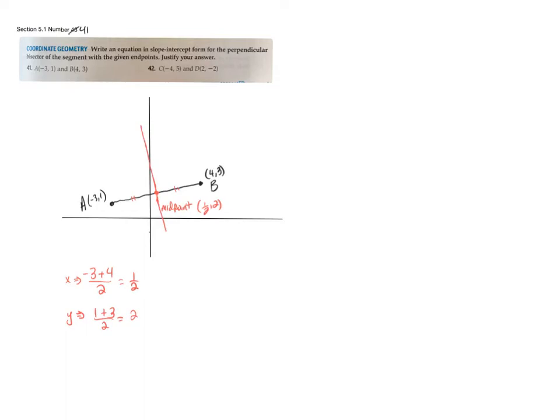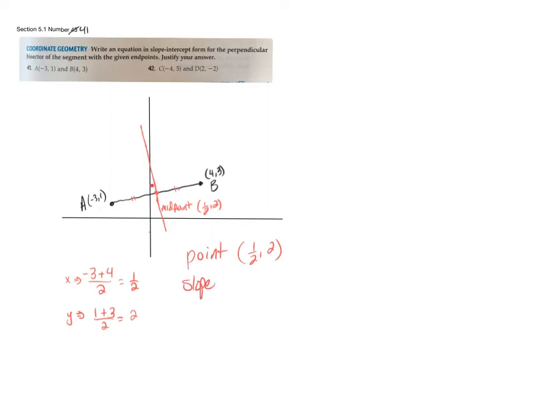So the perpendicular bisector is going to be this line that runs through that midpoint and divides the segment into two congruent segments. If we're going to find the equation of this line, you should remember from your algebra that you need two things. You need a point on that line, and you need a slope. Well, the point on that line is that midpoint, which is 1/2, 2. But the slope, you're like, well, how are we going to know what the slope of that line is?